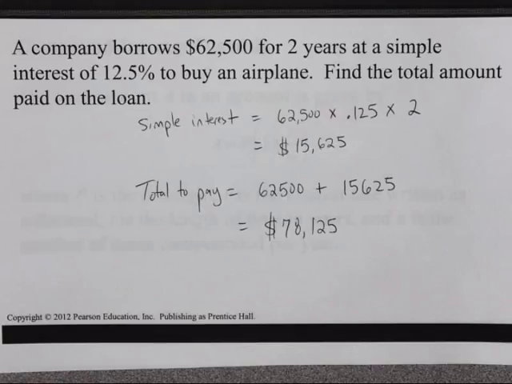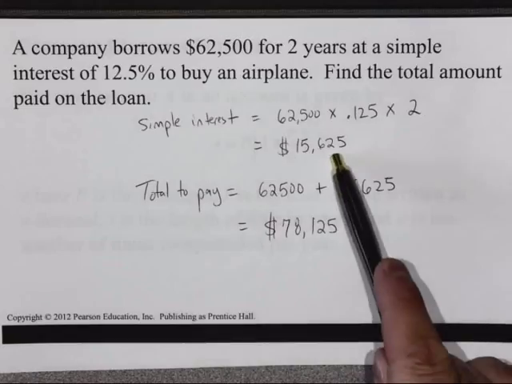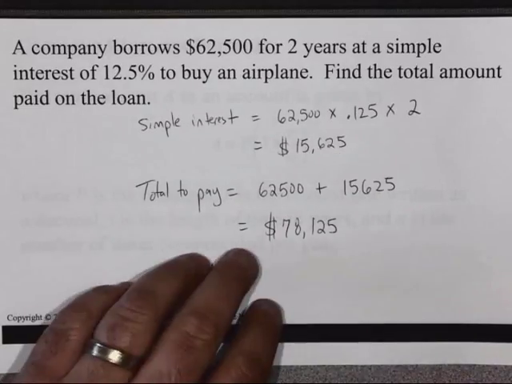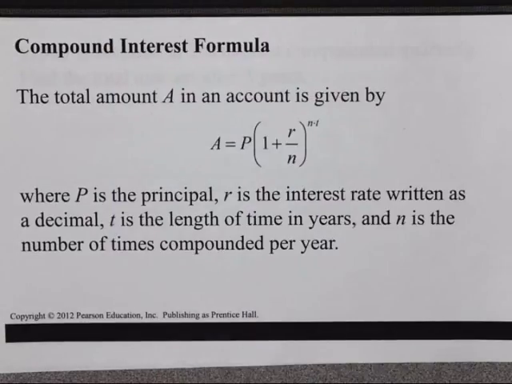So essentially this banking institution or whoever gave you the money is charging you this much to borrow the money, and so you have to pay this much back to them. So that's how banks make money. That's how banks get rich.